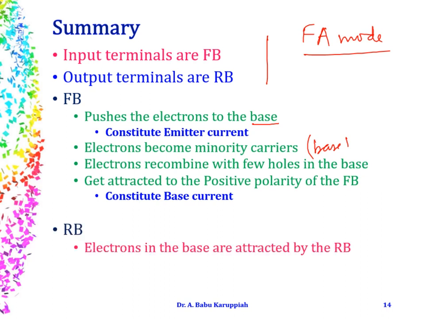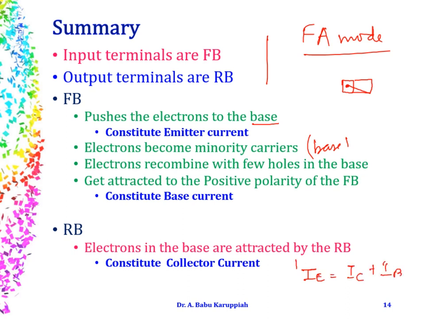And during reverse bias, the electrons in the base are attracted by the reverse bias, right? The minority carriers. So there is one more reason to quote. The electrons in the base are minority carriers. They slide down through this depletion layer and come into the collector region. So electrons in the base are attracted by the reverse bias, and this constitutes the collector current. And from these concepts, we have determined the current components of the bipolar junction transistor, and we write the equation IE is equal to IC plus IB.